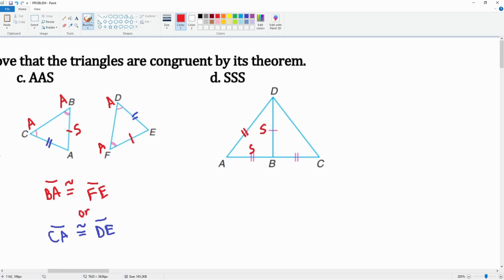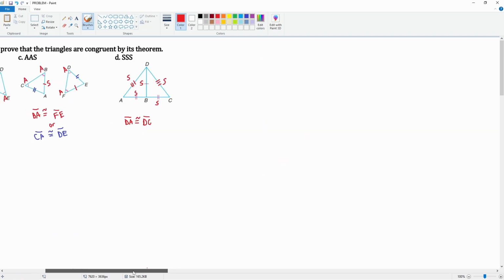All right, next we have side, side. We need one more side here. And this is going to be line DA has to be congruent to this side, which is DC. Okay. This gets a side, side, side, and that is how you prove that it is congruent. You need that third part.